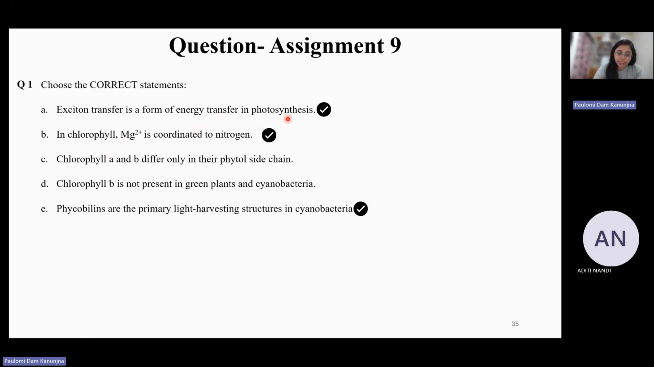So what is present in the porphyrin ring? One has a methyl group and one has a formyl group, right? D says chlorophyll D is not present in green plants, which is absolutely not correct. We know chlorophyll B is present. Okay. And the fifth one is correct, which is saying that biliproteins are the primary LHCs or light harvesting structures in cyanobacteria. That is correct.